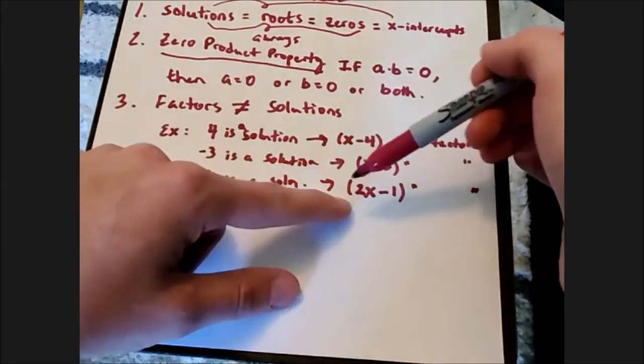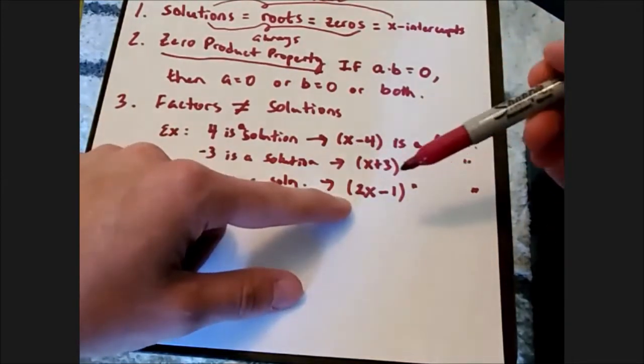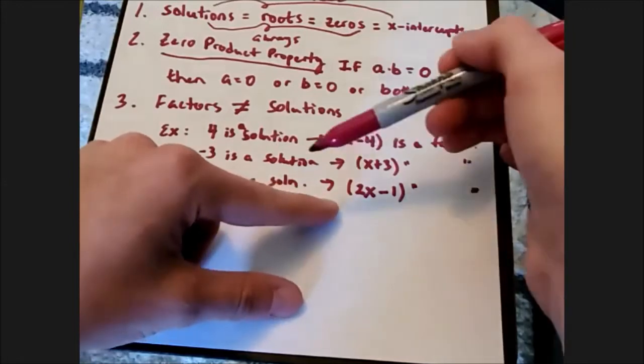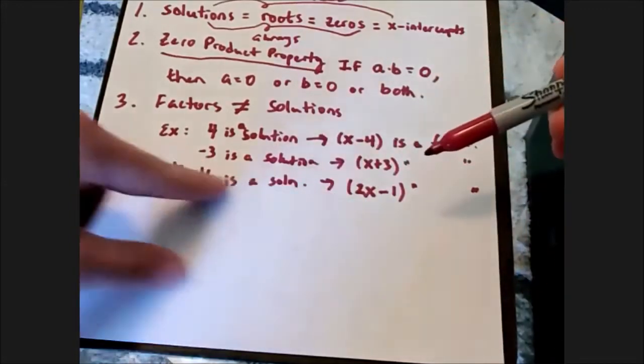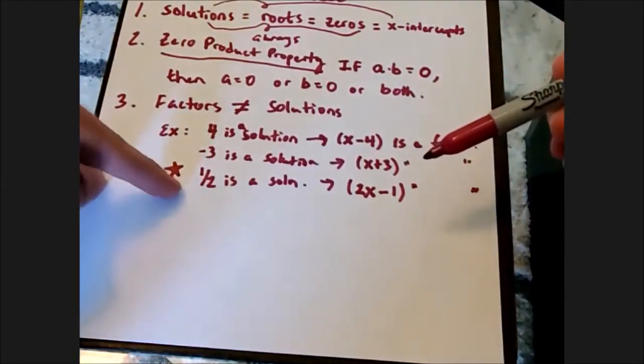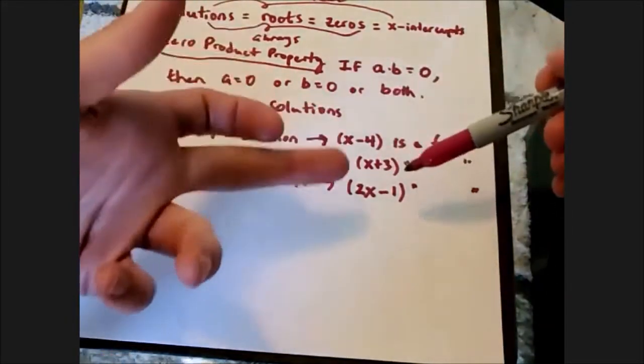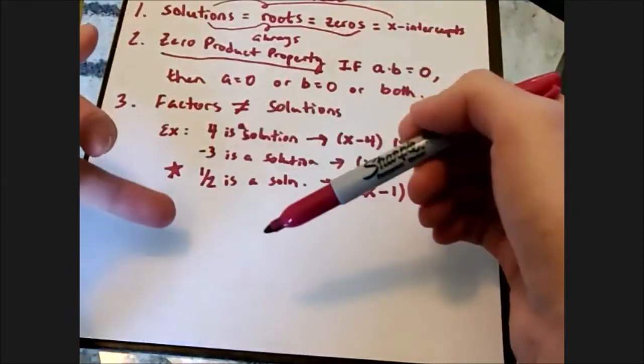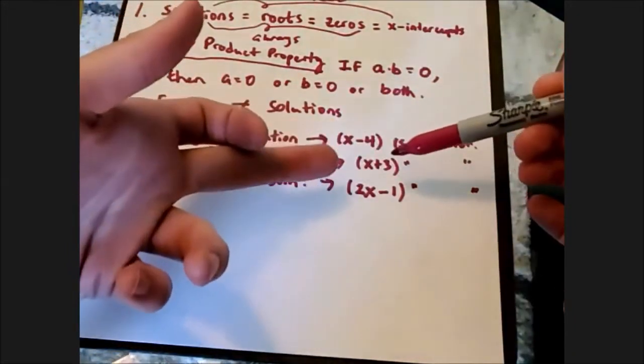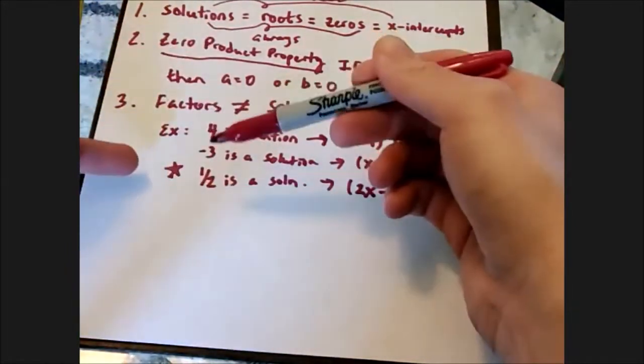If you set 2x minus 1 equal to 0, you would need to add 1 and then divide by 2 to get your solution. Guess what that equals? That equals 1/2. So what you're doing here is you're just viewing this in the backwards sense, but this is exactly why that relationship holds. It's because if you were to solve these for x, you would get exactly these numbers.